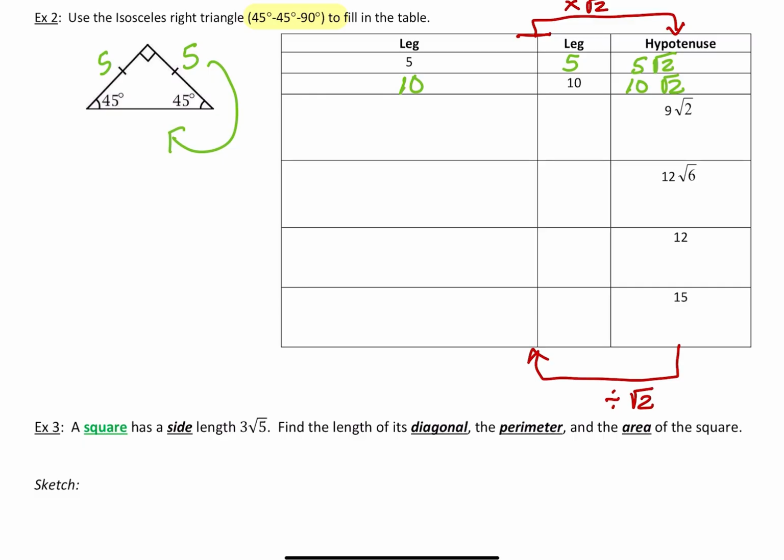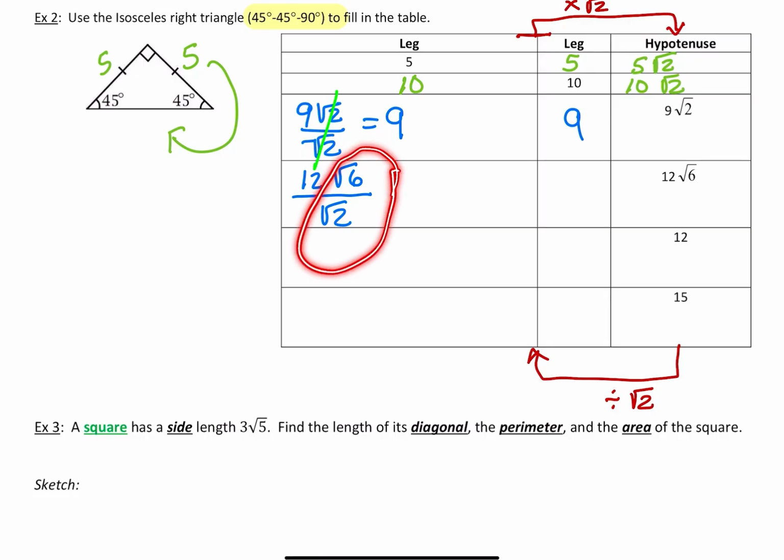If you haven't done it yet, you take the hypotenuse, 9 root 2, and divide it by the square root of 2. The square roots cancel, leaving you with 9. So if one leg is 9, guess what? So is the other. Now let's change to 12 root 6 as the hypotenuse. What did you do? You divided it by the square root of 2. And that quick drill that we did on the other side, remember that? Don't rationalize it. Go ahead and simplify those square roots, and you end up with 12 times the square root of 3. And this is 12 root 3 as well.